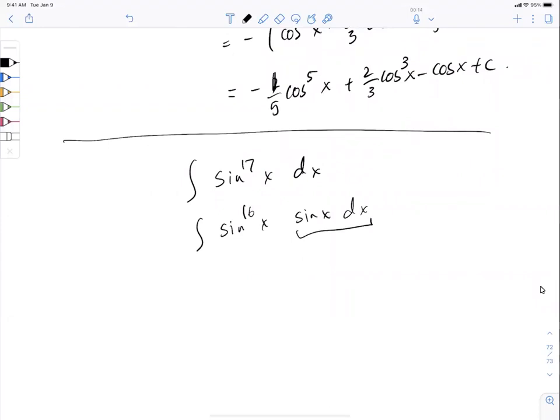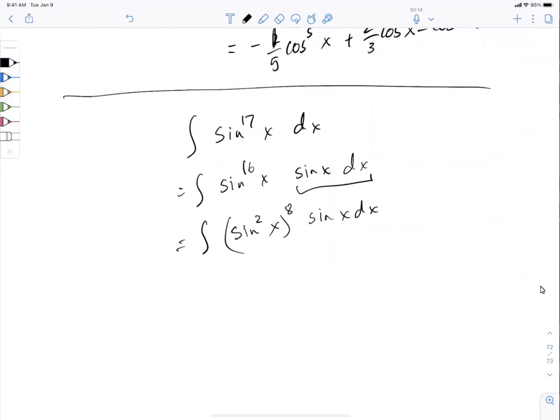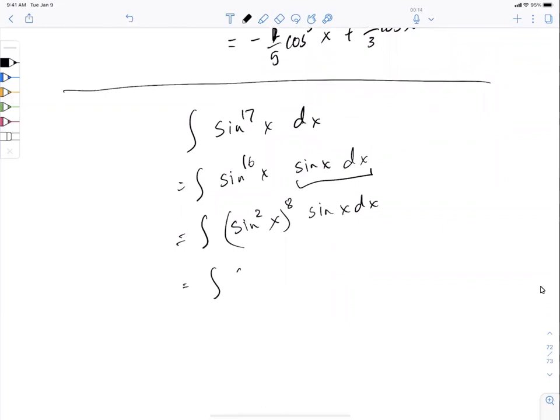This is going to give you a D part, and you're going to convert sine to the 16 as sine squared to the 8. And sine squared, you convert to 1 minus cosine squared. And then proceed by doing a u substitution and so forth. So it's not the end, but the main part is done now.